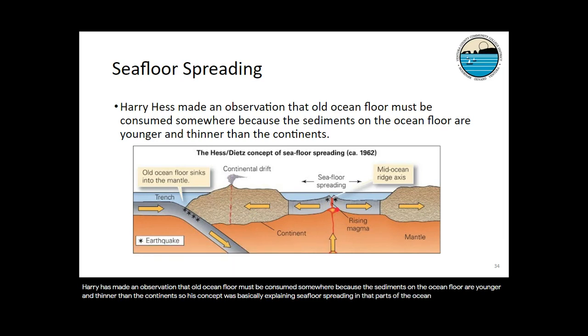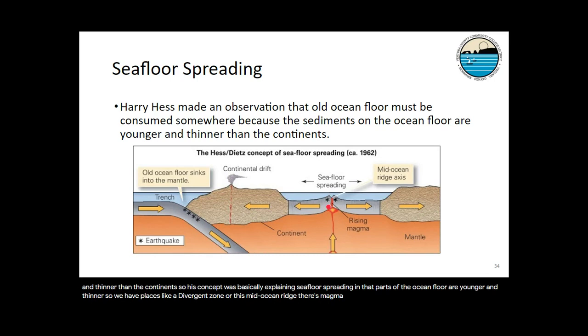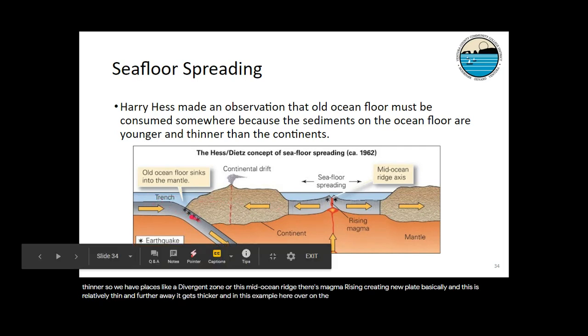So where we have places like a divergent zone or this mid-ocean ridge, there's magma rising, creating new plate, basically. And this is relatively thin. And further away, it gets thicker. And in this example here over on the left-hand side, this is an example of a convergent boundary where old ocean floor sinks into the mantle. And we're going to talk about this a little bit more later.